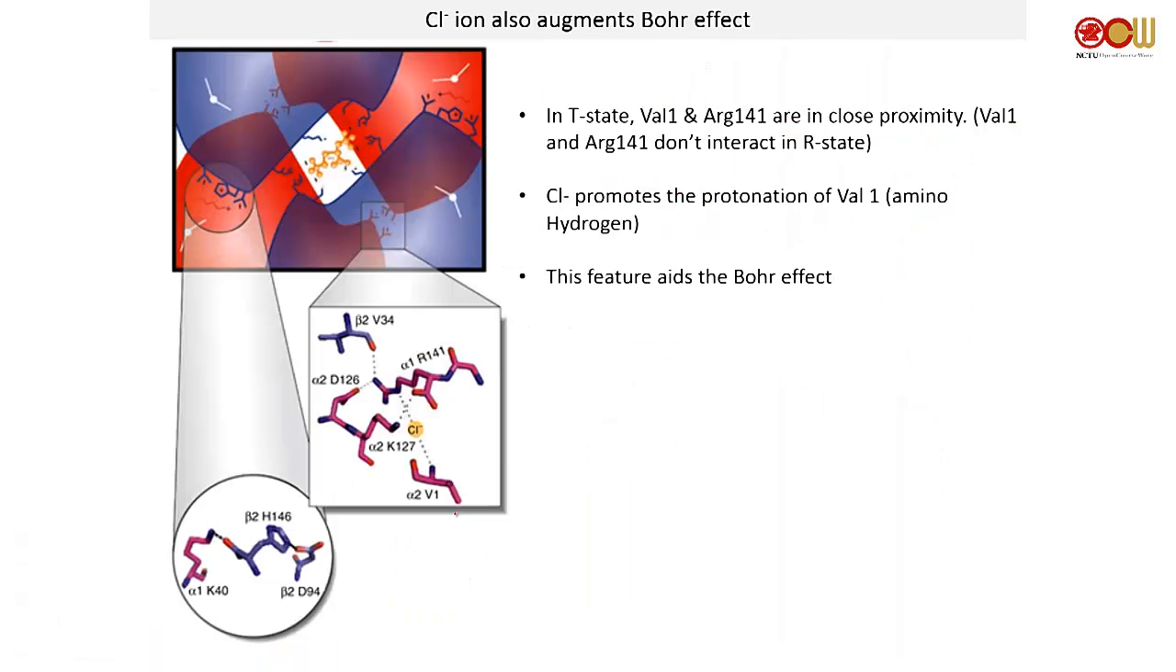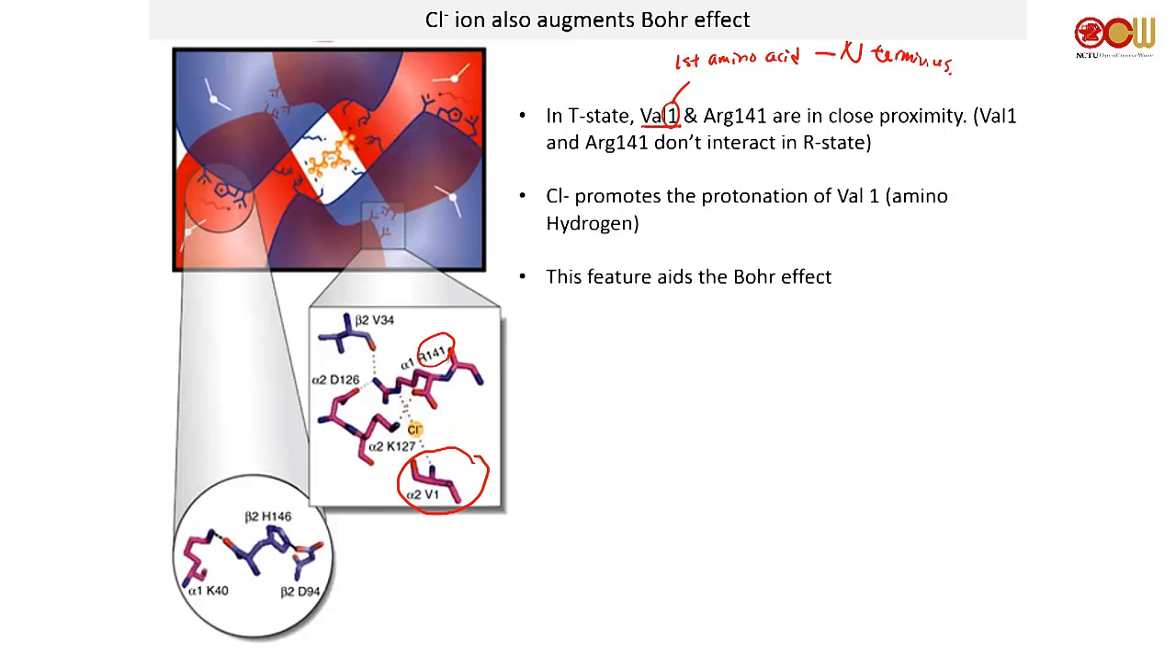All right. Another thing that also helps the Bohr effect is chloride anion, Cl minus. So in the T state here, you have valine 1, 1 meaning this is the first amino acid. We know valine is a hydrophobic amino acid, right? So you're like, what? Valine doesn't do anything, right? But no, because it's the first amino acid, it has that N-terminus. And in the T state, your valine 1 is right here. Valine 1 is close to arginine 141, which is this one. They're close to each other.